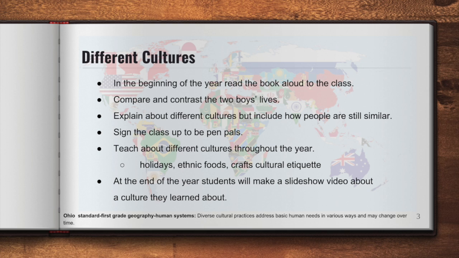In the beginning of the year, I would read the book aloud to the class. After reading, I would ask the class about what was the same and different in the two boys' lives. Explain how they live in different places, so they do things differently, and yet they are similar and all cultures are to be respected. Something fun to do is then sign the class up to be pen pals with someone who lives elsewhere, either with another school, even with soldiers who are overseas. There are plenty of websites that could be helpful, such as kidworldcitizen.org or studentsoftheworld.info.